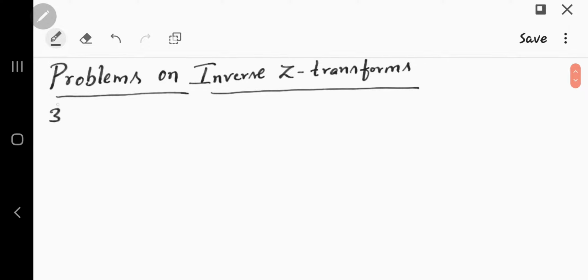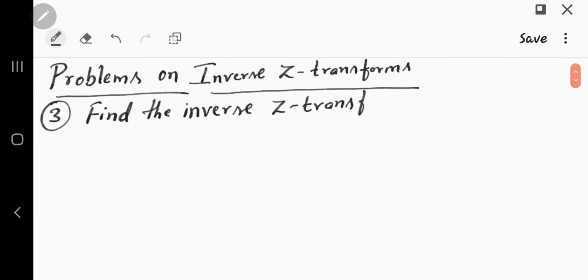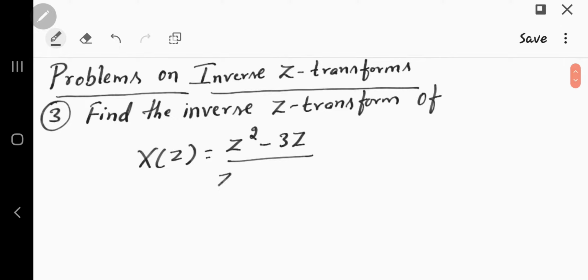Now here we have an example given: find the inverse Z transform of X(z) = (z² − 3z) / (z² + (3/2)z − 1) with ROC lying between 1/2 and 2.